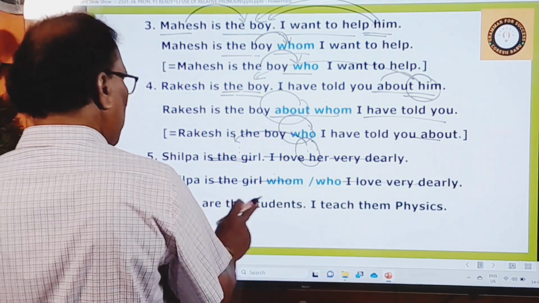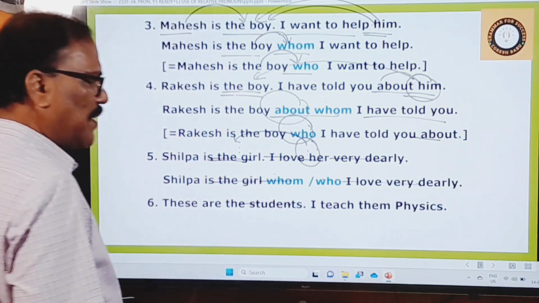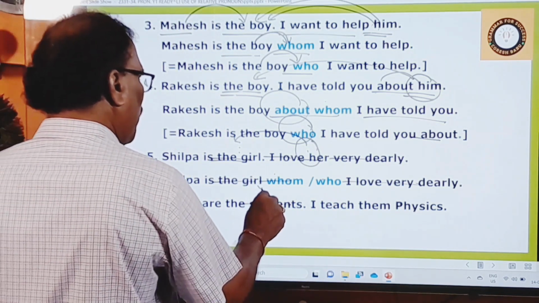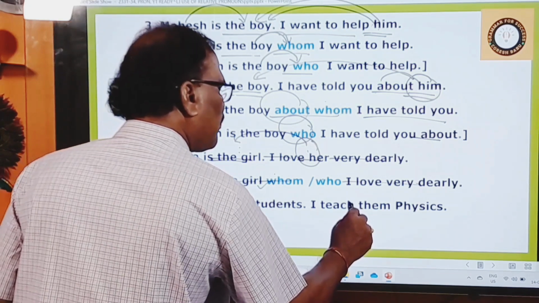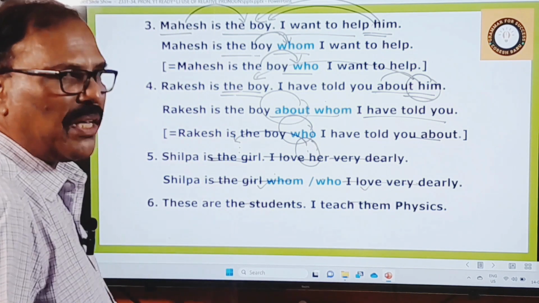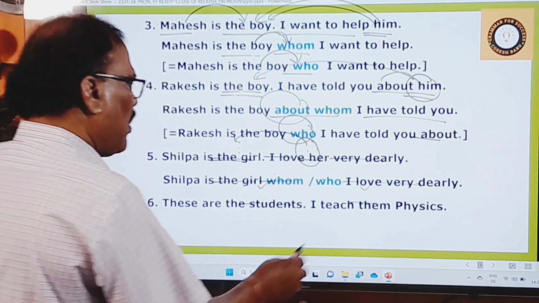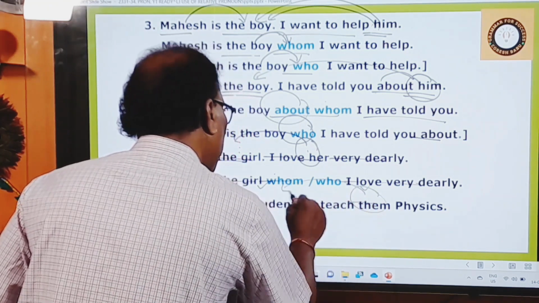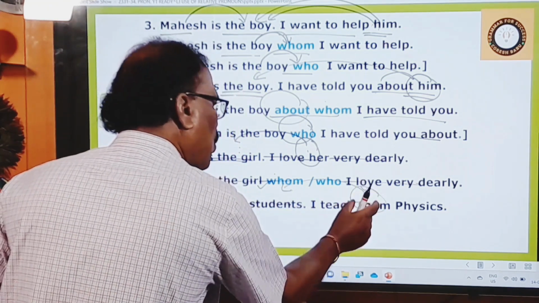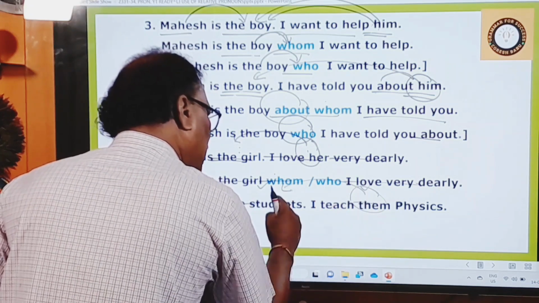And one more example. These are the students. I teach them physics. We are talking about students, and in the second sentence we are using them to refer to them. So this them is directly referring to the students. So instead of them, we have to use who or whom, and that must be placed immediately beside this one.